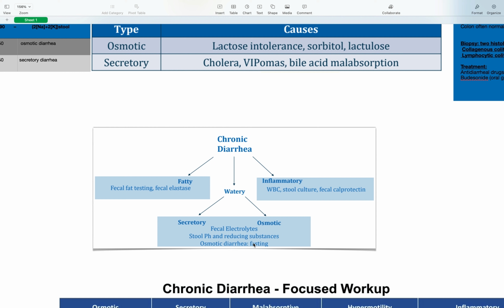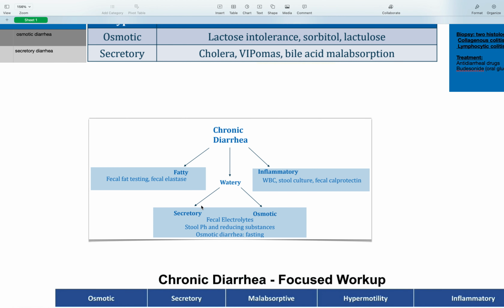Osmotic diarrhea essentially gets better on fasting, okay? Versus secretory does not get better with fasting, okay? So, that was about watery diarrhea. How about the fatty malabsorption?